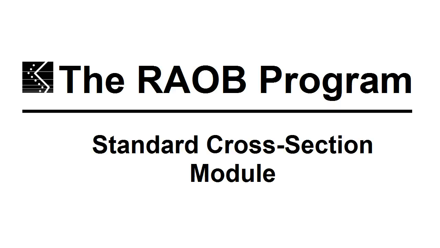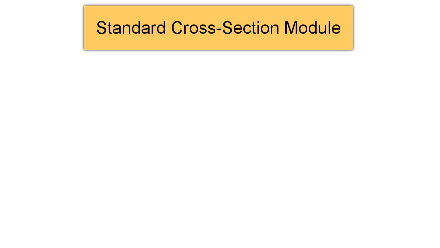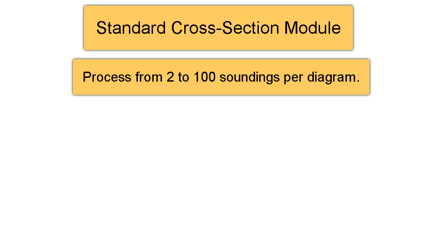Welcome to the RAOB program's Standard Cross-Section module. This video was made using the RAOB 6.5 program. The Standard Cross-Section module provides these capabilities: process from 2 to 100 soundings per diagram.